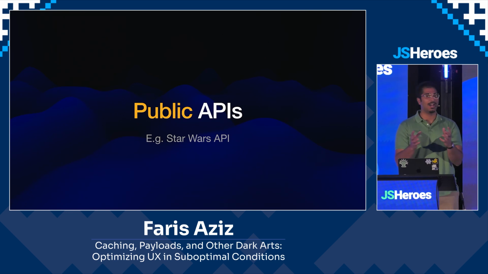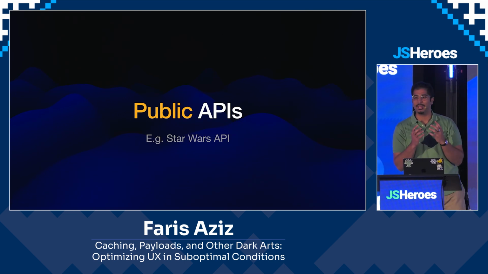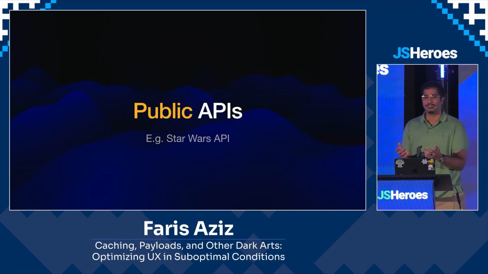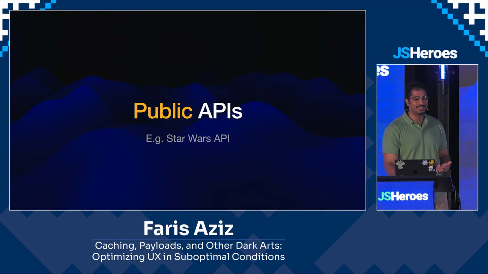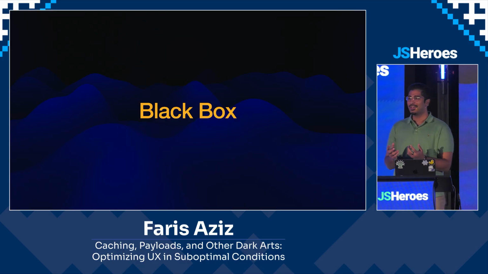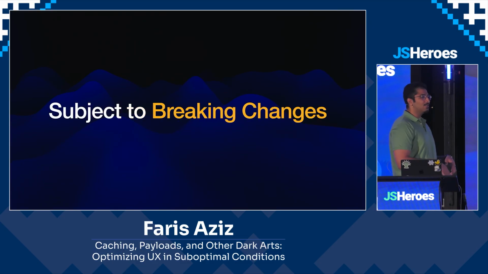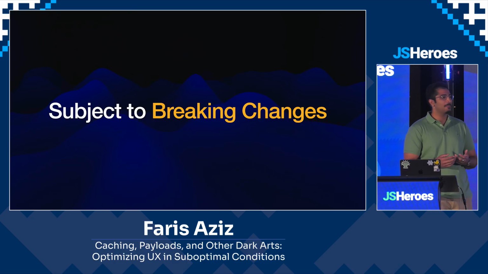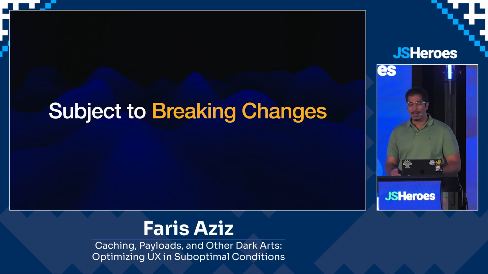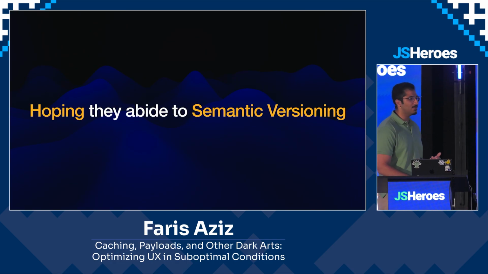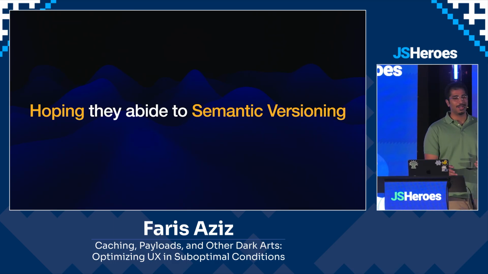It's like this awesome GitHub list, this GitHub repo of public APIs you can use, and you can create wonderful applications out of it. And what's dangerous with that, as exciting as it is to build something, is that they're a black box. You have no control over these APIs. So they're subject to breaking changes. They don't have to abide by semantic versioning if they don't want to. They can just go rogue at any point in time.